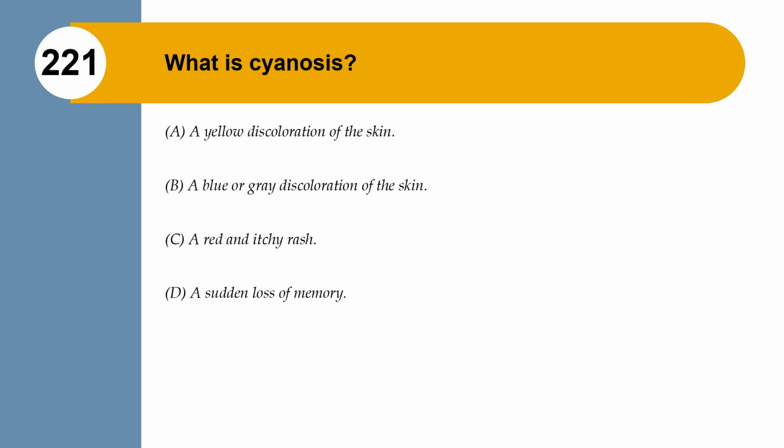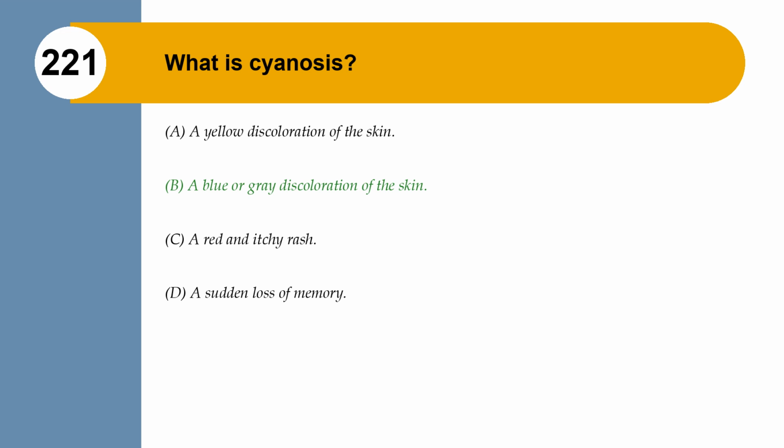Question 221. What is cyanosis? Option A, a yellow discoloration of the skin. Option B, a blue or gray discoloration of the skin. Option C, a red and itchy rash. Option D, a sudden loss of memory.